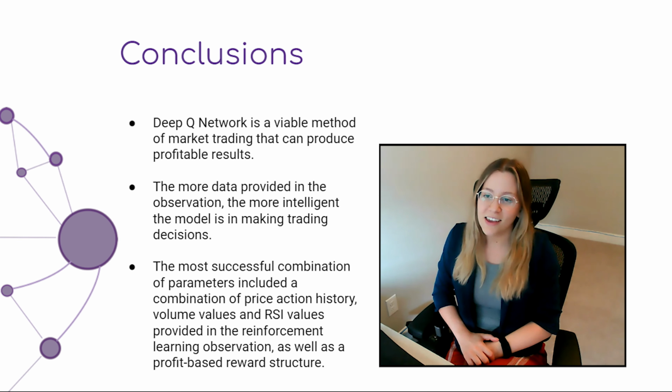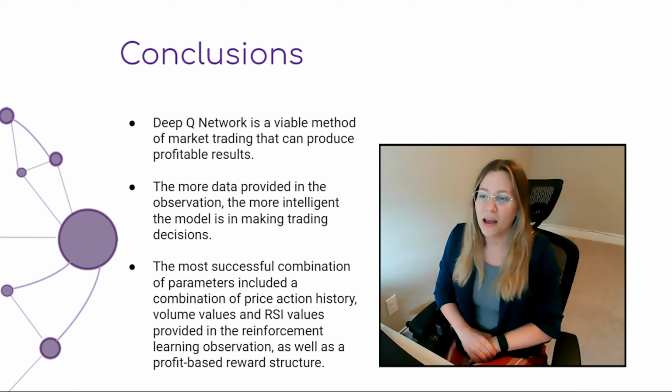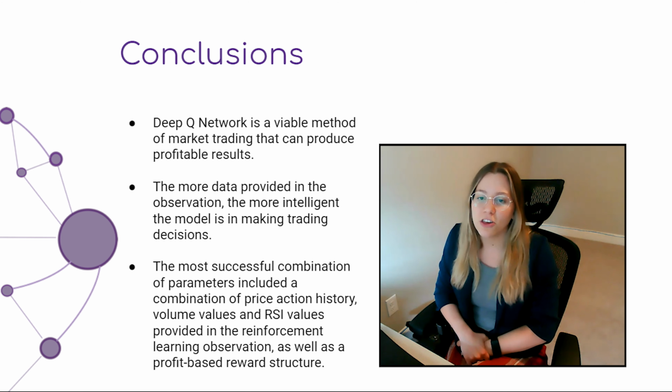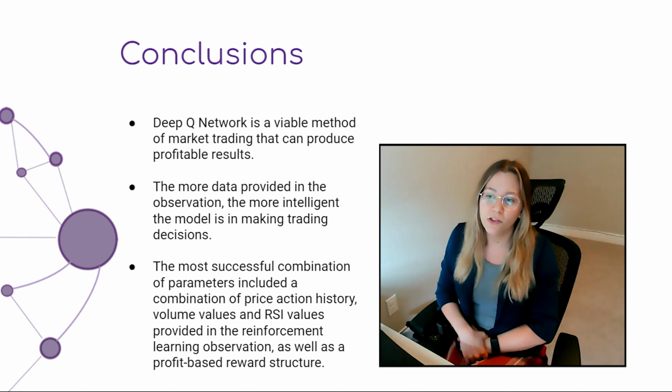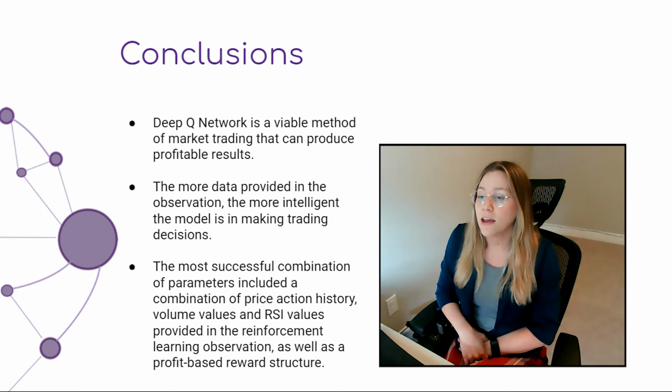Given the results of this study, it can be concluded that a deep Q network is a viable method of market trading that can produce profitable results. The more data provided in the observation, the more intelligent the model is in making trading decisions. From this study, the most successful combination of parameters included a combination of price action history, volume values, and RSI values provided in the reinforcement learning observation, as well as a profit-based reward structure. This solution produced profits 40% greater than the standard price action only model.